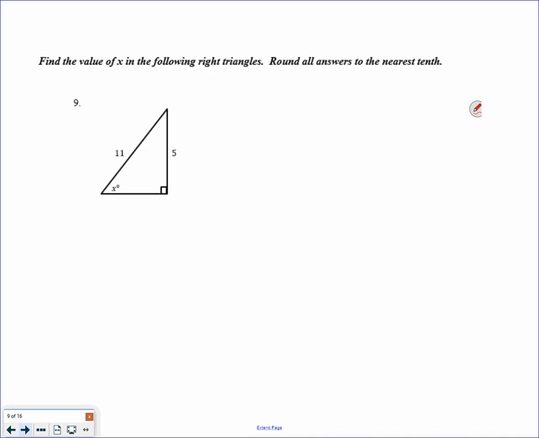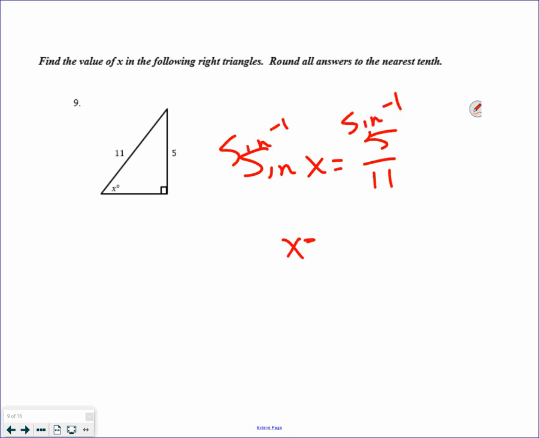Again, we're trying to find the angle measure. This time we're going to do sine because it's opposite over hypotenuse. Inverse or arcsine of both sides. And using your calculator, inverse sine of 5/11 is 27 degrees.